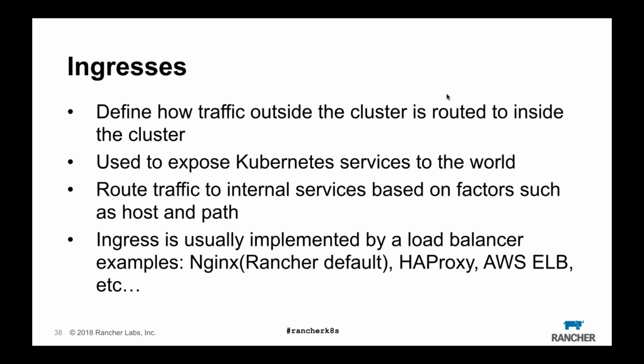Now the last object that we look at is an ingress. So ingress defines how the traffic from outside the cluster is routed inside the cluster. And ingress is used to expose your Kubernetes services to the world. It can route traffic to any of the internal services within your clusters based on host and path combination. And Ingress is usually implemented by load balancers, such as Nginx Ingress, which is the Rancher default, but you also have HA proxy, AWS, and many other options available.